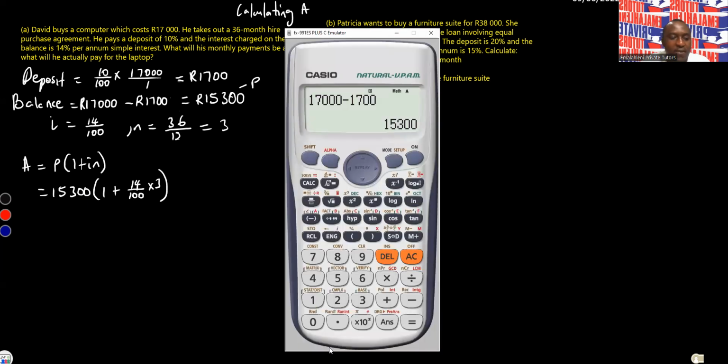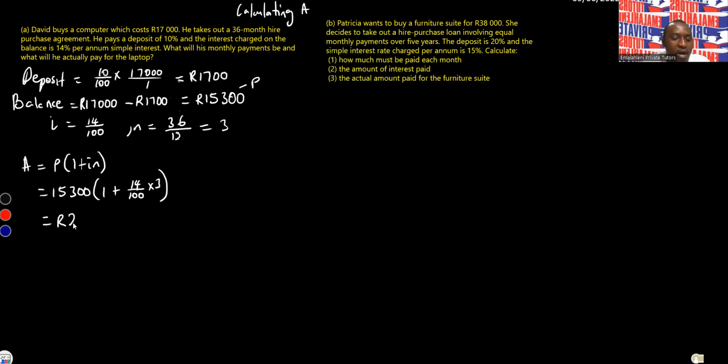Then we can punch that in our calculator and see what we get. Let me just start afresh here. 15,300. We put our bracket. You punch it as you see it, the way you write it. You don't have to complicate things here. So we're saying times 3. Just punch it as it is. Then you get your answer. So it's going to be 21,726. So this is the total amount.